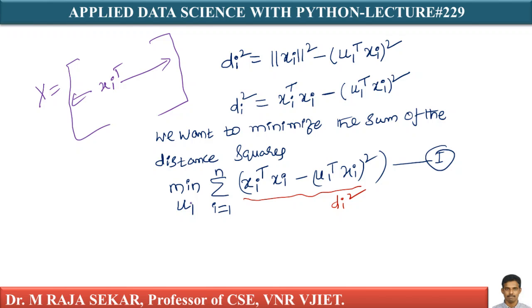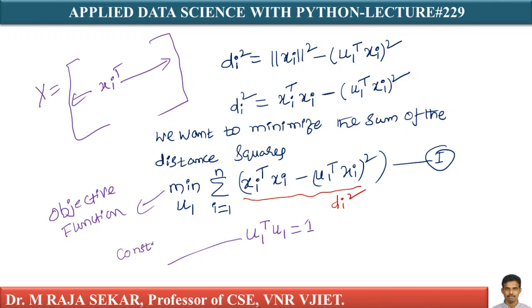As I told you, the xi's are part of your data matrix. Again, there is one more constraint. As we assumed that u1 is a unit vector, therefore u1 transpose u1 equals 1. Let me say this is the first formulation. This is the minimization formulation. This is the objective function, and this one is the constraint, the same constraint which we have seen in the previous lecture.